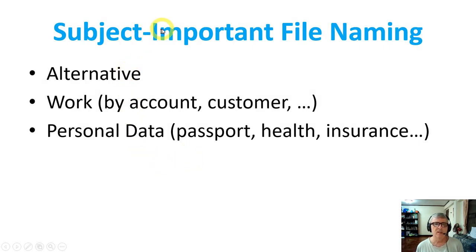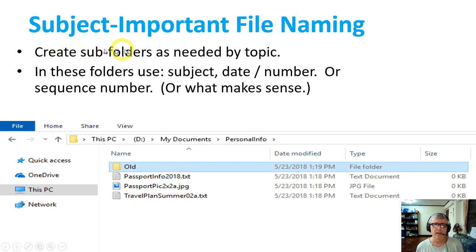Okay, let's talk about subject-oriented file naming. So this is an alternative way of doing it. For example, with work, you can do it by account or customer, or personal data like passport, health, insurance, and stuff like that. Again, we create the subject as needed by topic, and then we're going to use subject, date, number, or a sequence number, whatever makes sense for you.